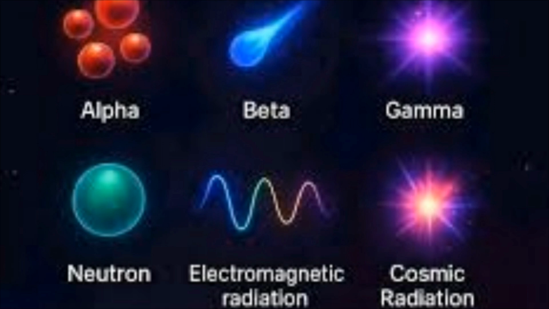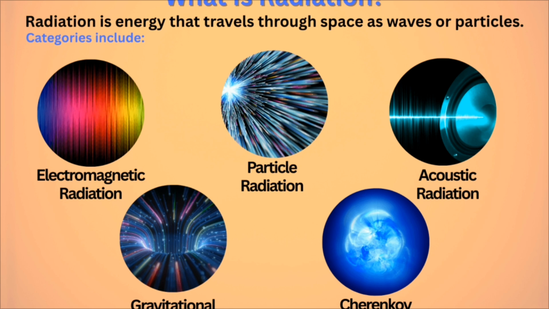What is radiation? Have you ever wondered how the sun sends energy to Earth? Radiation is the emission and transfer of energy through space or matter in the form of waves or particles.